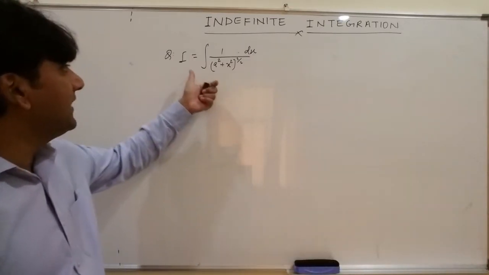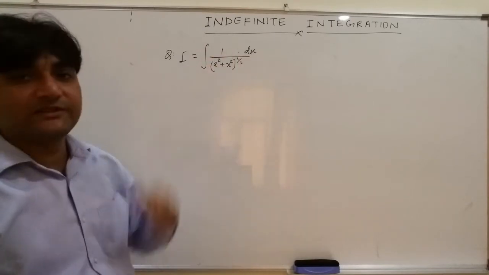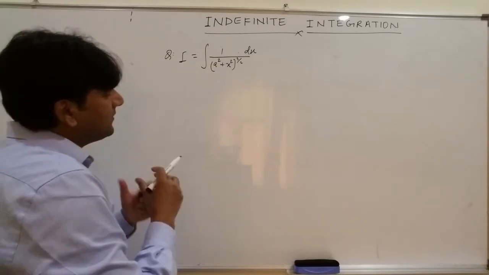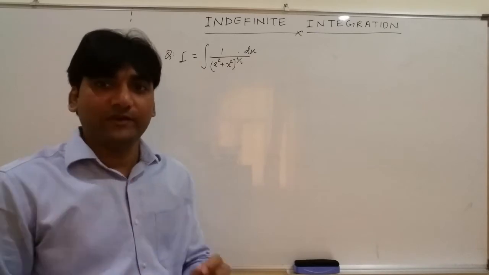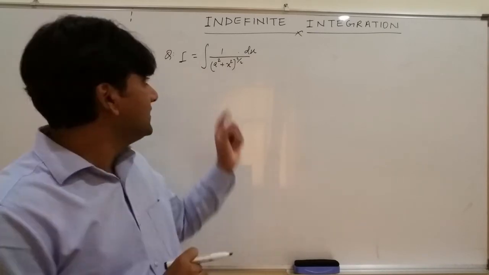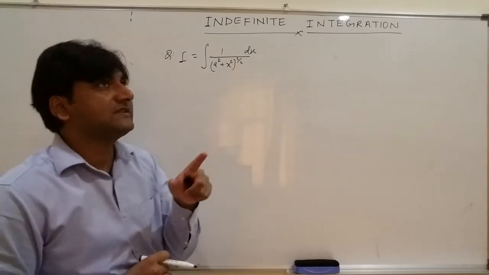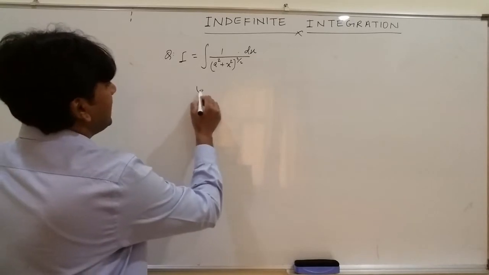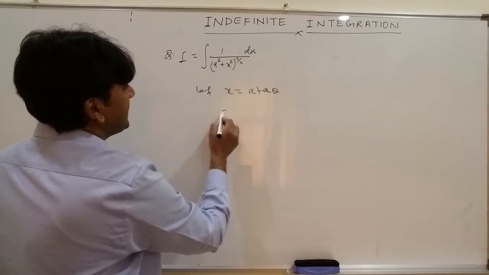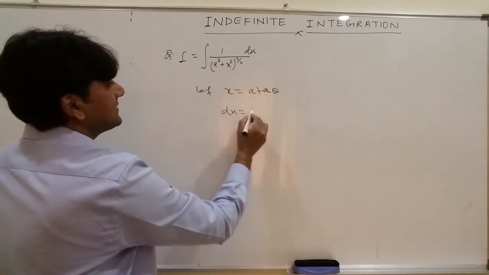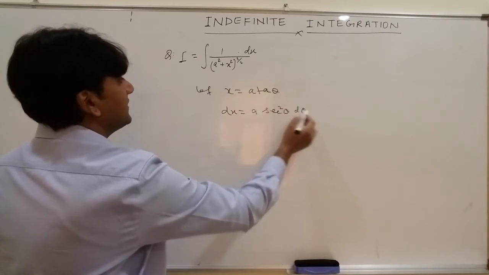For example, we have to solve this: integration of 1 over a square plus x square raised to 3 over 2 dx. Now we have to solve. Then what would be our first step? Starting point is the main point for any question. So a square plus x square. Here we have to think, okay, a square plus x square, it means x is a tan theta, right? So let x equals a tan theta. Then differentiate it: dx equals a sec square theta d theta.